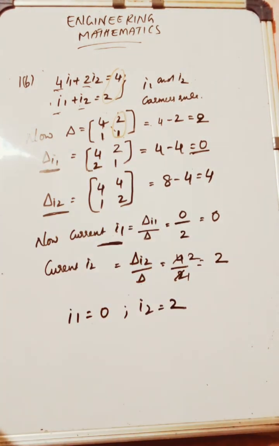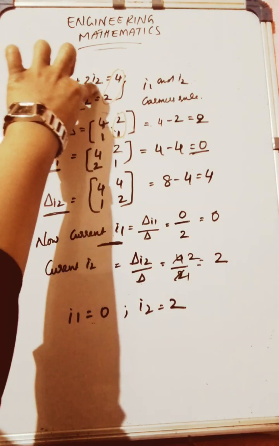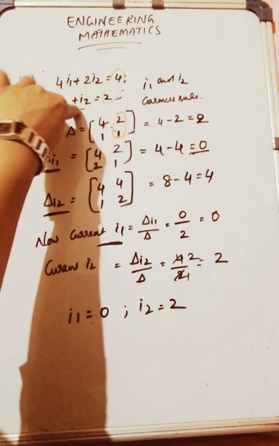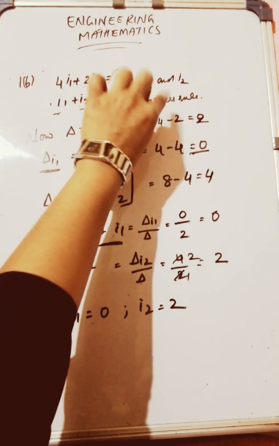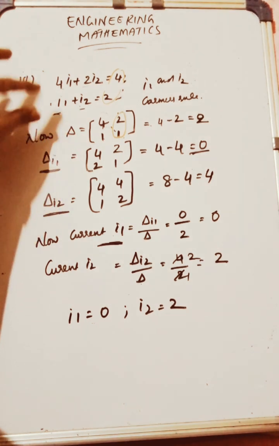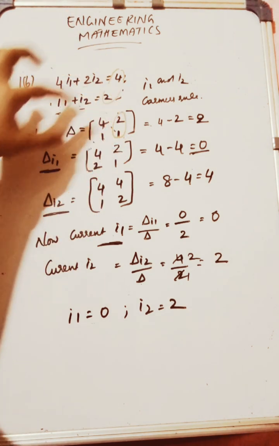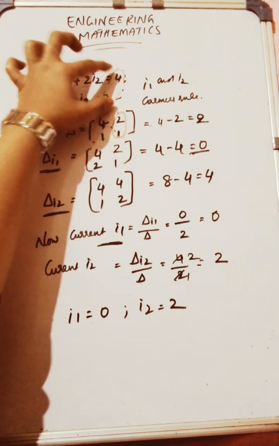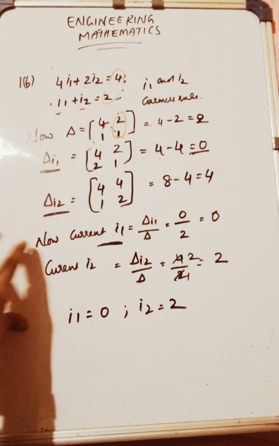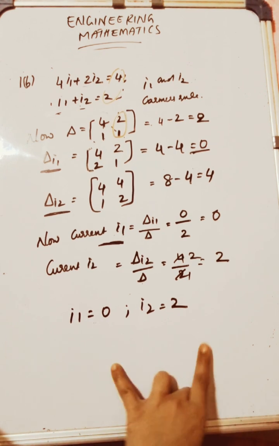Here nothing is difficult in this problem. Listen carefully. Here what did they give? They gave two equations: 4I1 plus 2I2 is equal to 4, and I1 plus I2 is equal to 2. By using Cramer's rule, first of all we have to find delta. Delta means just write the complete matrix from the equations. And delta 1 means interchanging the first column with this one, and delta 2 interchanging the second with this one. Like that, after that we find current means delta I1 by delta, delta I2 by delta. So I1 is equal to 0 and I2 is equal to 2.